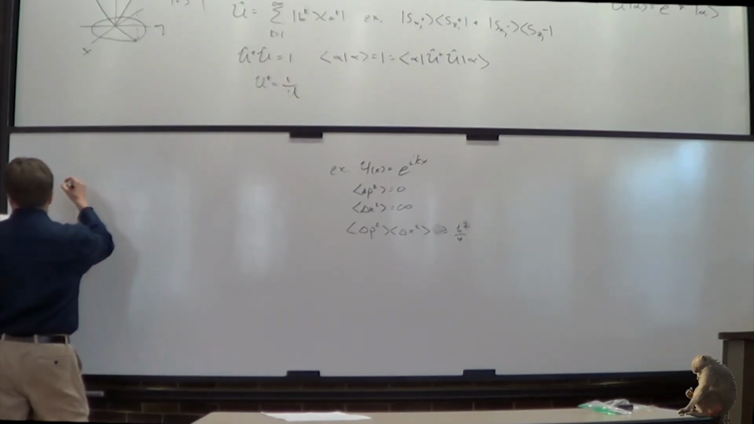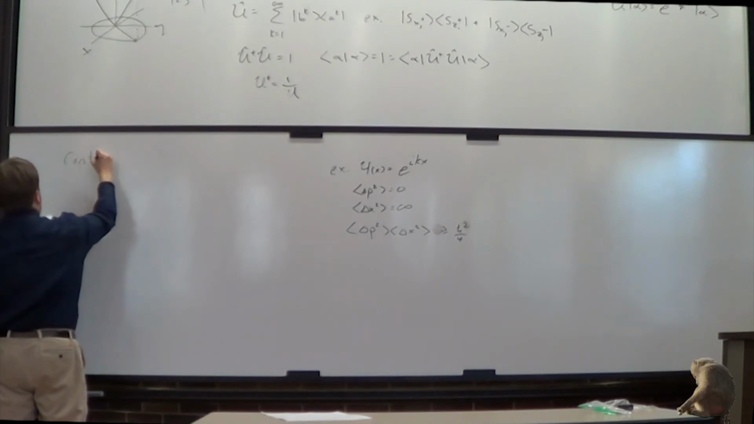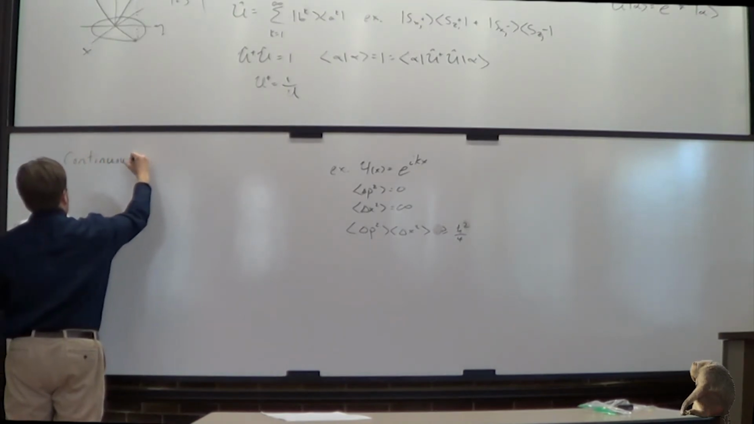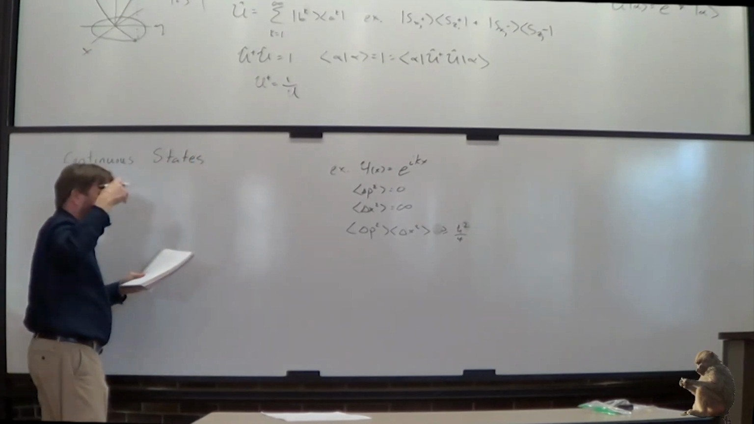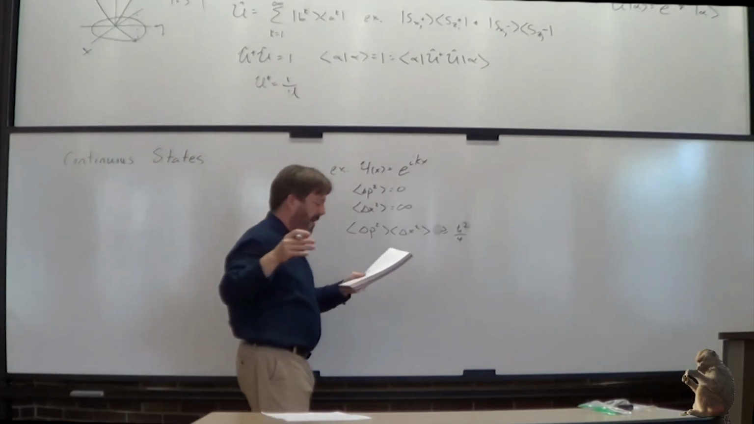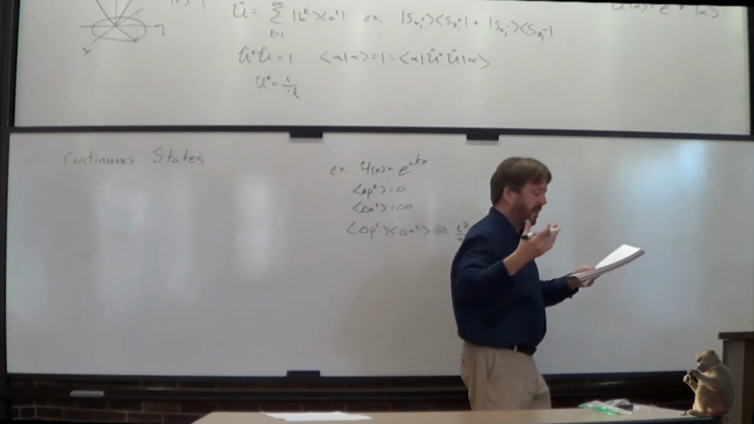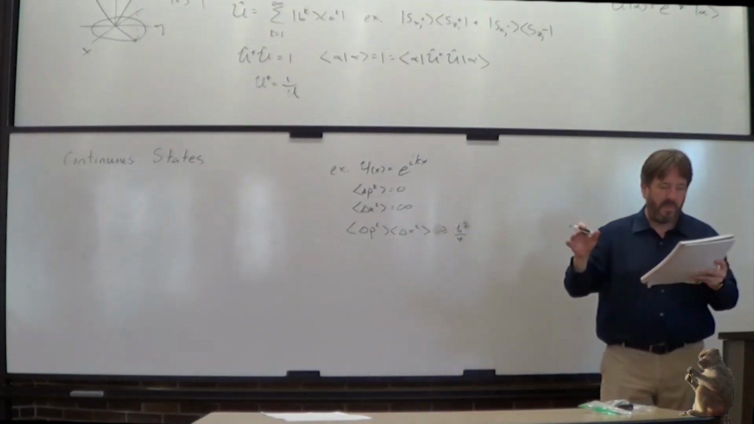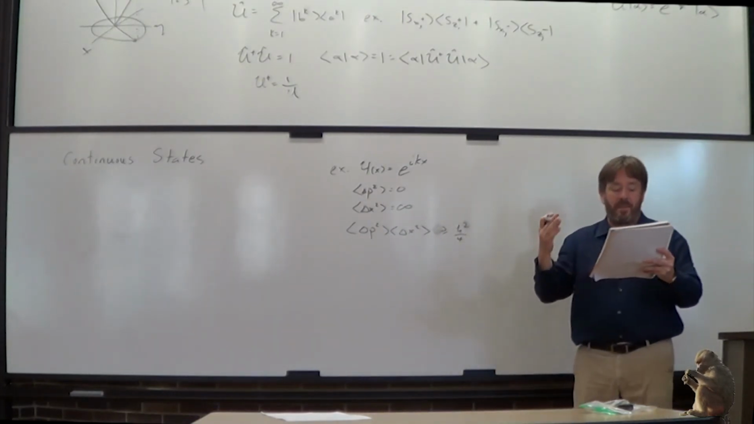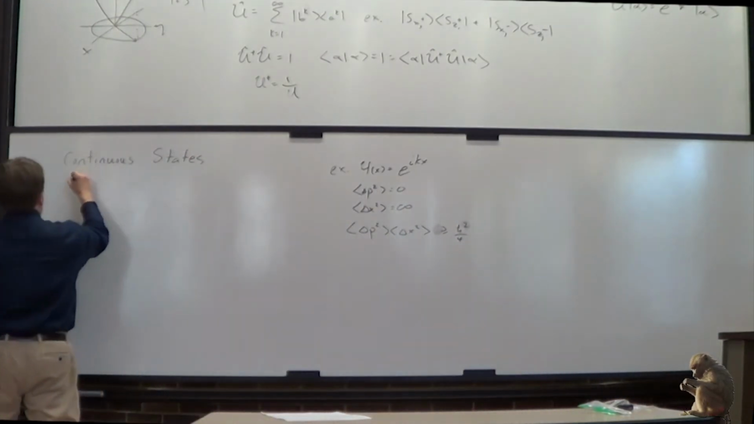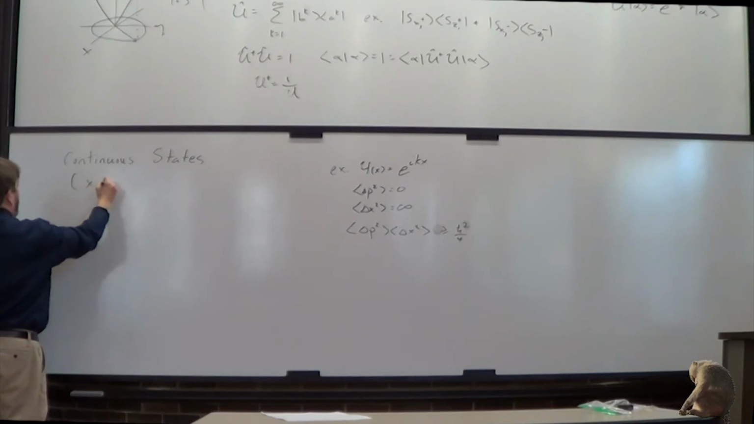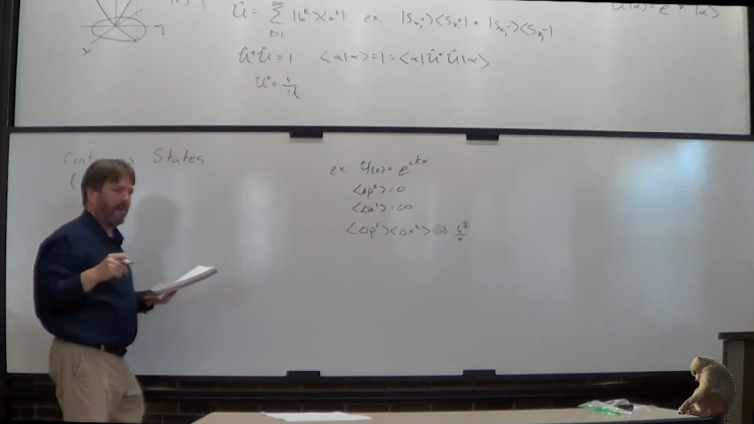So, continuous states. The revised version of this book is a little bit better about explaining this than the original. I actually have the original. The revised is a little bit better. That's the one you may have found in the woods on the internet. And by continuous states, instead of plus and minus, we now get position and momentum.